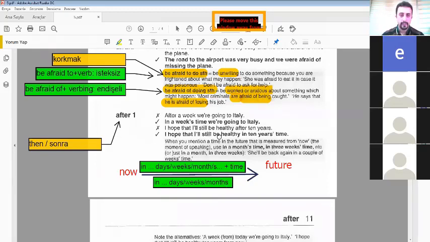Emre, can you read this part, please? First, when you mention a time in the future that's measured from now, the moment of speaking, use in a month's time, in 3 weeks' time, etc., or just in a moment, in 3 weeks. He will be back again in a couple of weeks' time. Okay, yes.